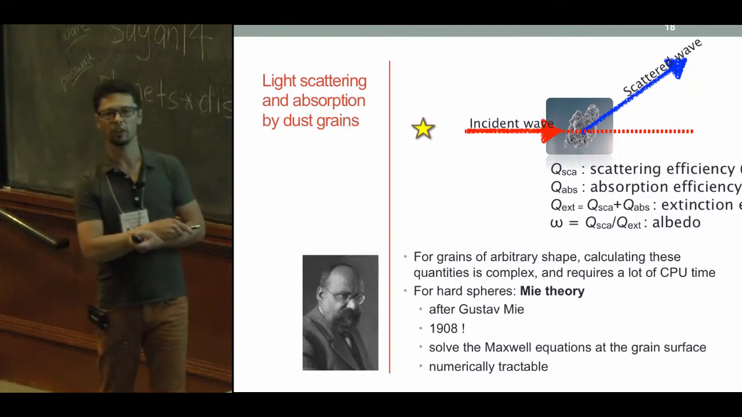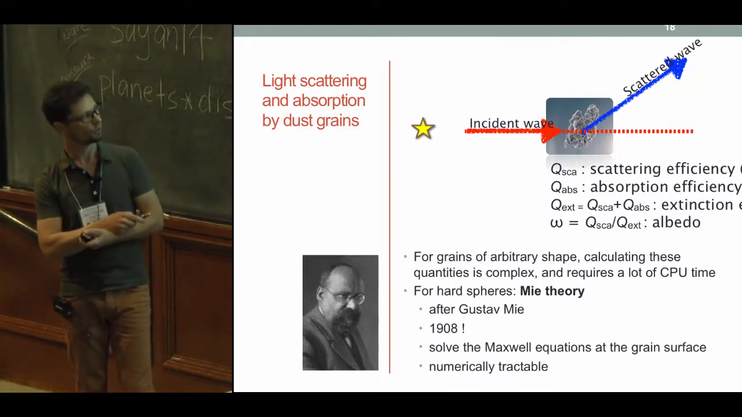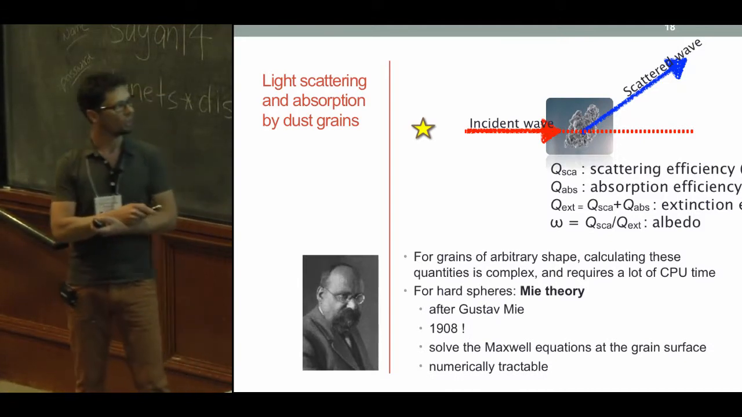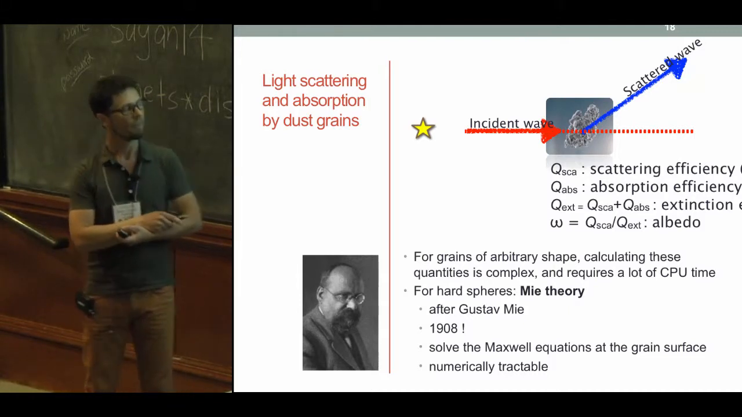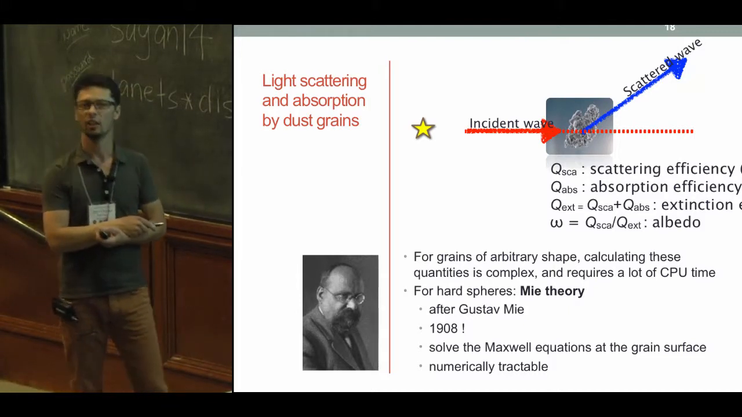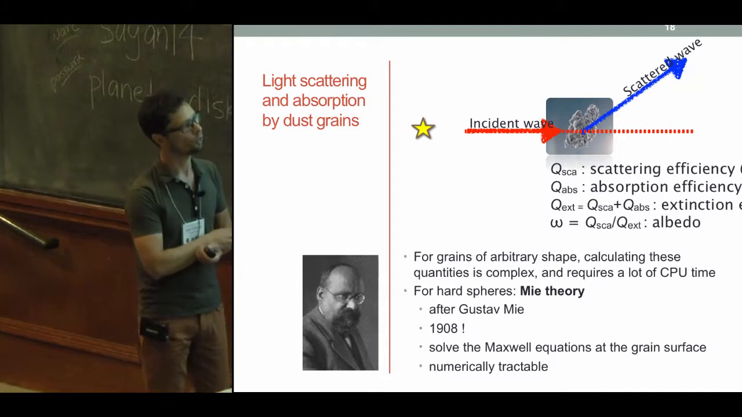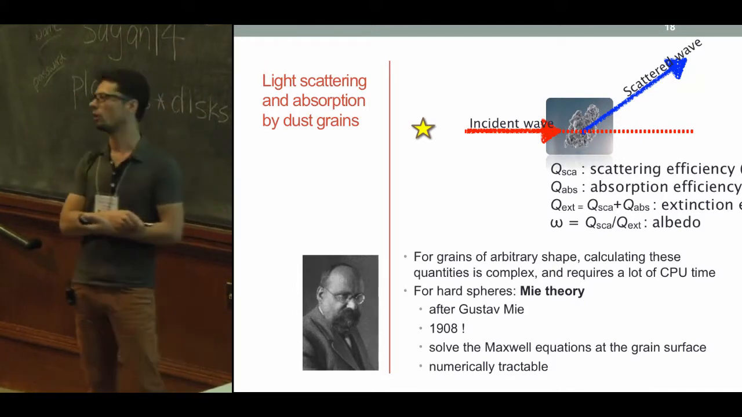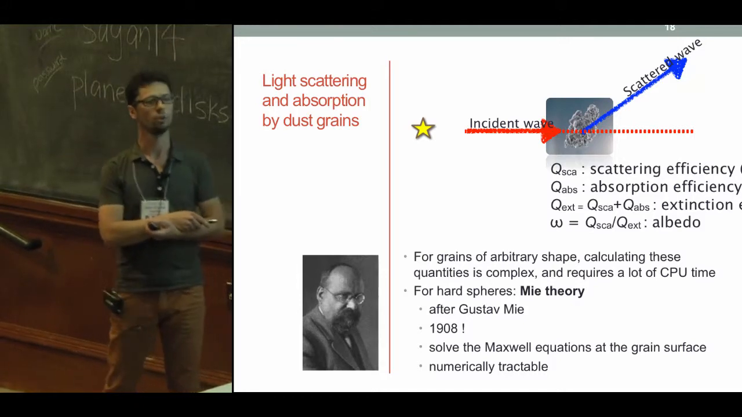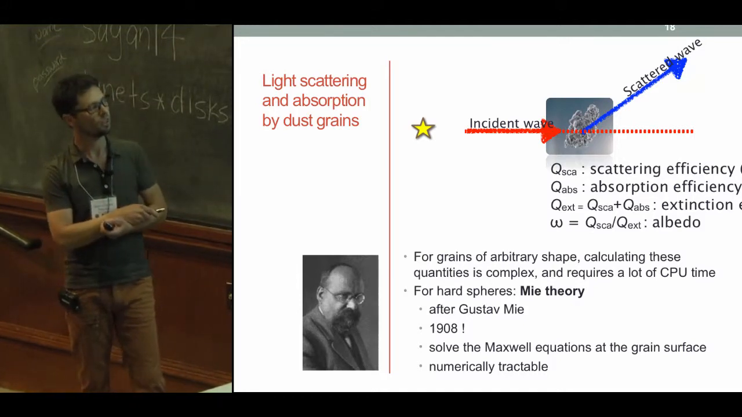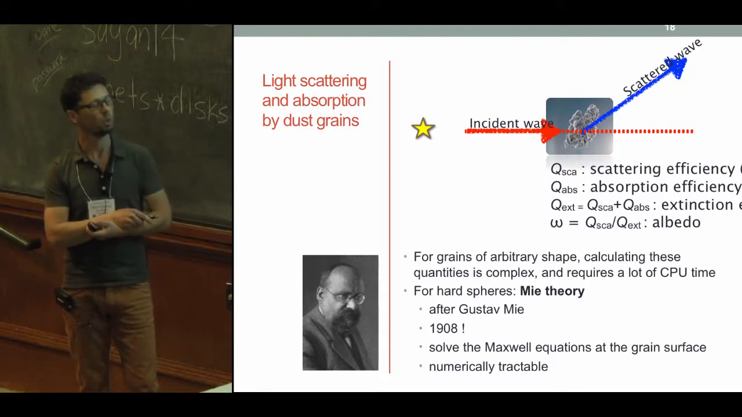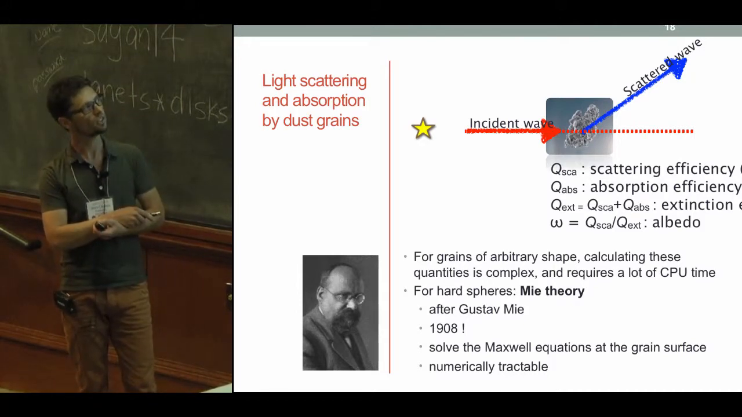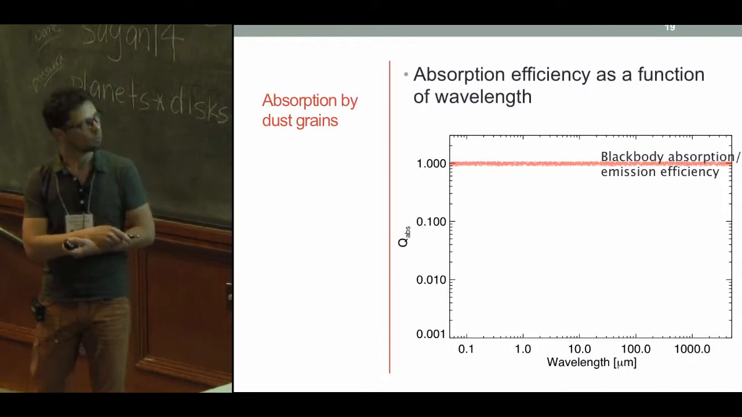Fortunately, for spherical grains, you have the Mie theory, after Gustav Mie. It's actually a very old theory, as you can see here. And what it does is solve the Maxwell equations at the grain surface. And you end up with a series of equations that you can solve reasonably easily numerically. So you do that. And let me show how it looks.